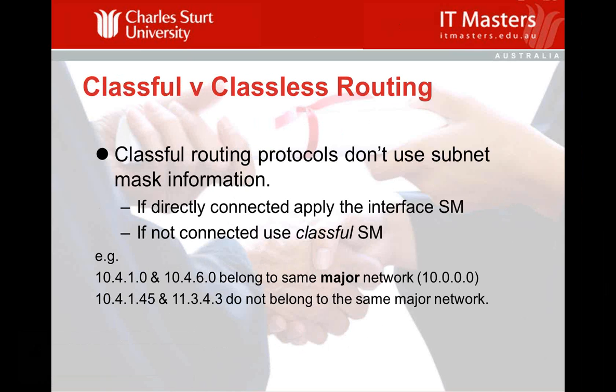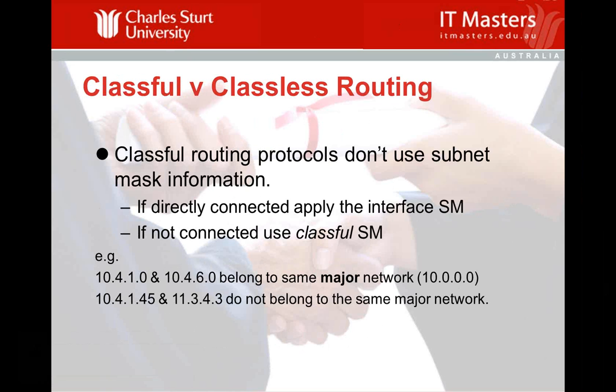Okay, if that makes sense. So because we don't have the subnet mask that came in with that routing update, we have to use something to determine where our host packets go. Okay, we have to use something. So we just apply the subnet mask that exists on that particular interface if the routing update and the interface share the same major network.